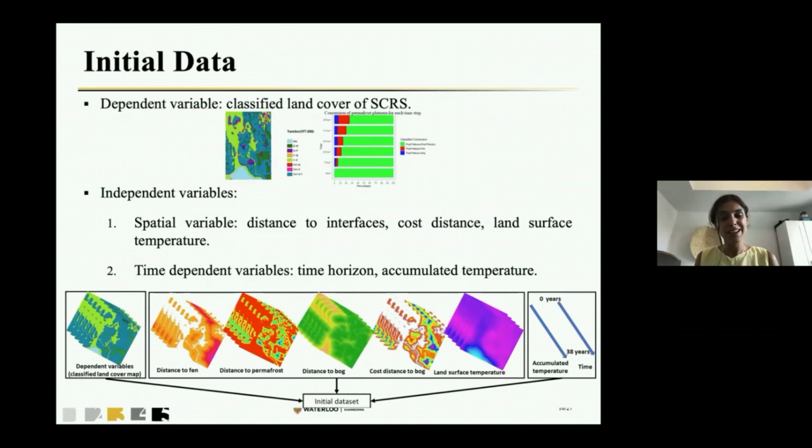I didn't mention anything about the land surface temperature, which is another driving factor of change. We generated this data by using the Google Earth Engine platform and using Landsat imageries to calculate the land surface temperature based on the time step that we have in our model.